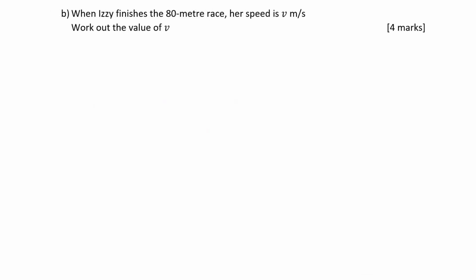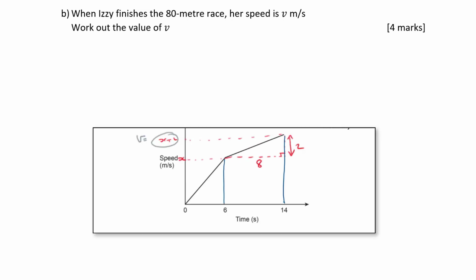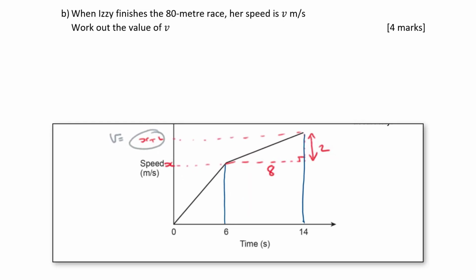Okay, what's part B say? When Izzy finishes the 80-meter race, her speed is v. Work out the value of v. Okay, so we actually need to then work out what this value up here is going to be. So this thing earlier I called x plus 2, that's going to be the v that I need to find then, isn't it? Okay, right, so how am I going to find that then? Well, the only other information on this question that I haven't used yet is the fact that Izzy runs an 80-meter race in 14 seconds.